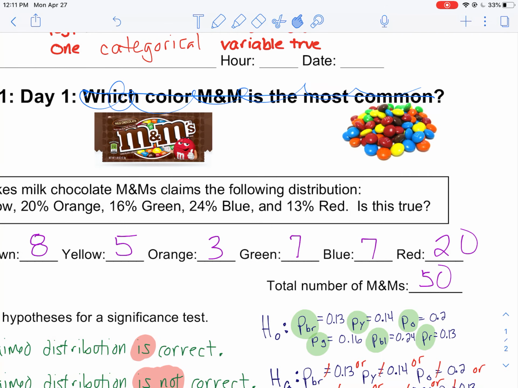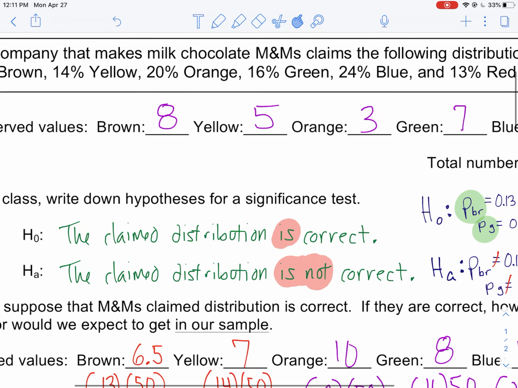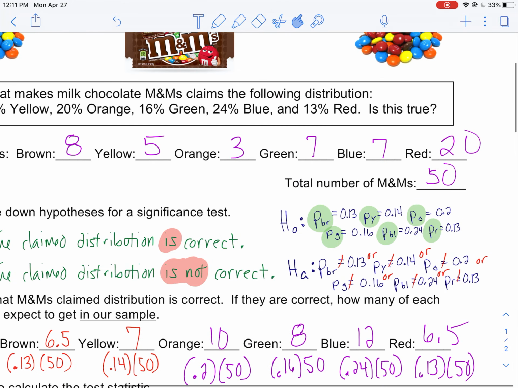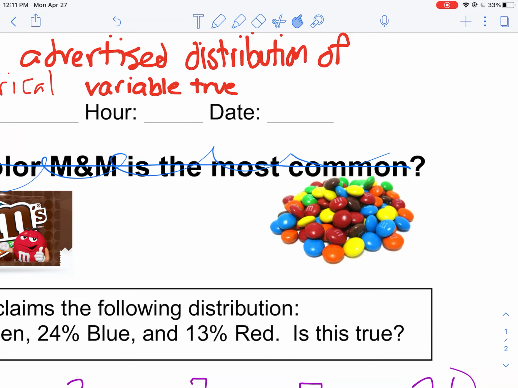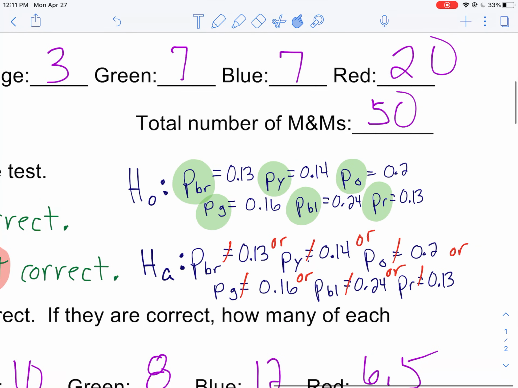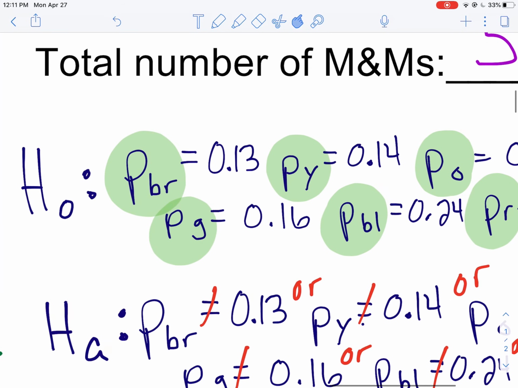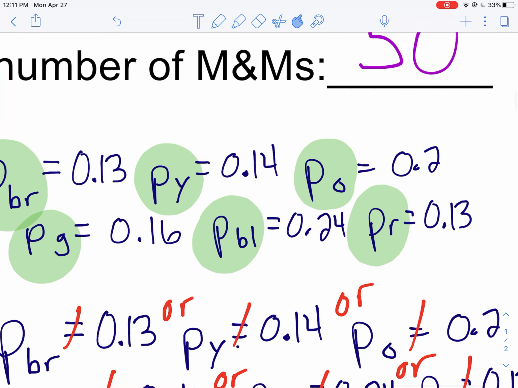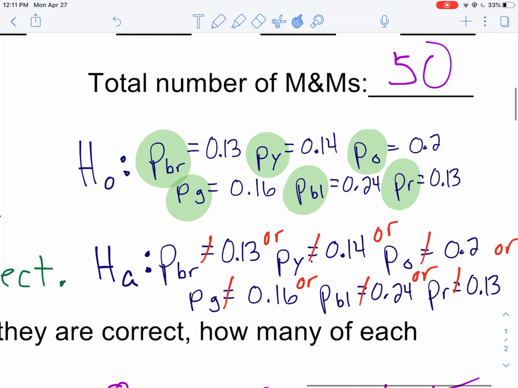So we start out with a null and an alternate hypothesis. For my null, I wrote that the claimed distribution is correct. And for my alternate, I claim that the distribution is not correct. And it's always based on equal and not equal statements. You'll notice I wrote it out differently here using equal and not equal statements. What I did here was for my null, I had the proportion of brown is 13, proportion of yellow is 14, proportion of orange is 20, and so on, just like they advertised. And you'll notice I just used little abbreviations here. P of G would be green, P of BL would be blue, P of R would be red.